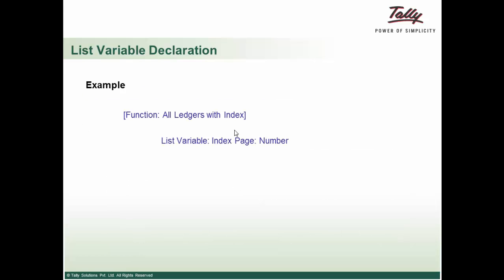So this is another example. List variable colon the variable name colon the data type. This indicates it's a simple list variable.